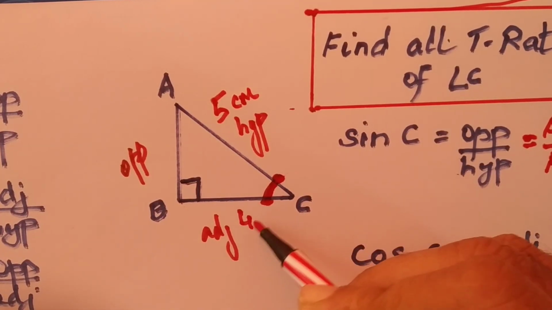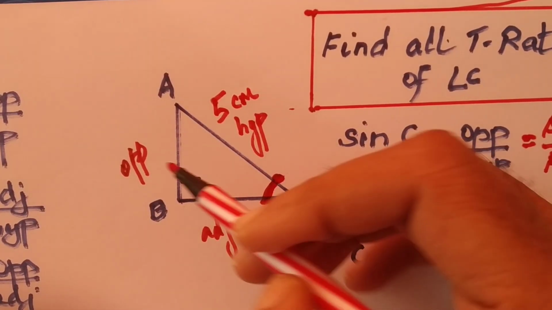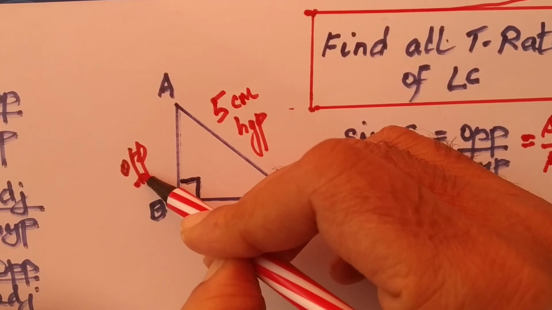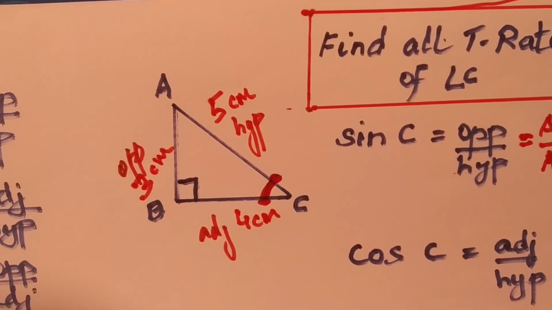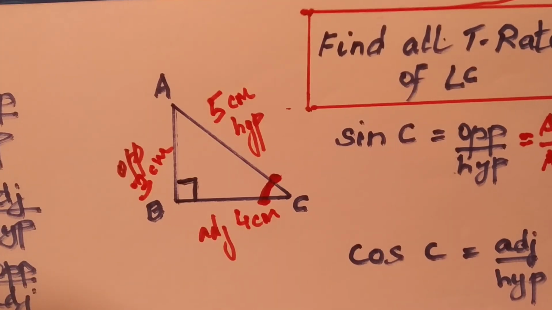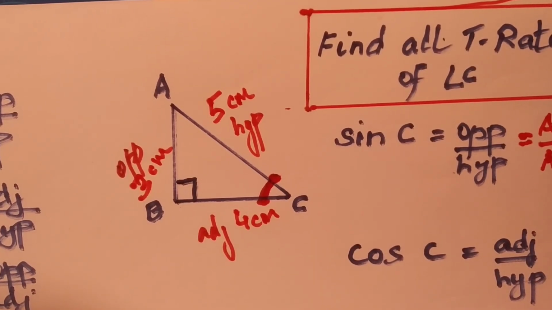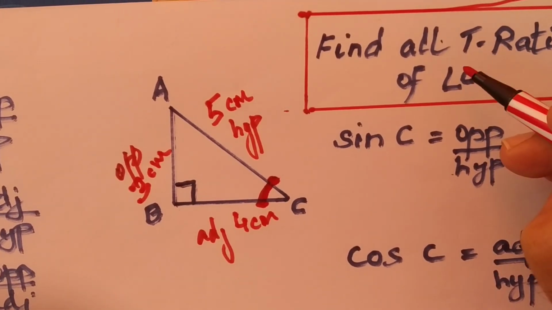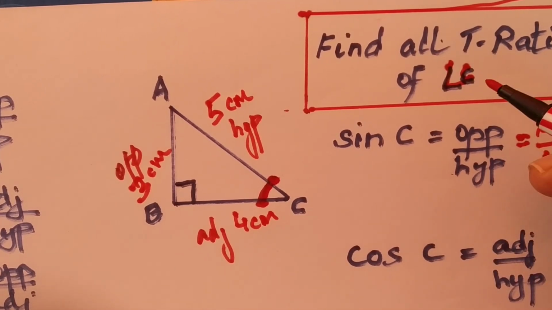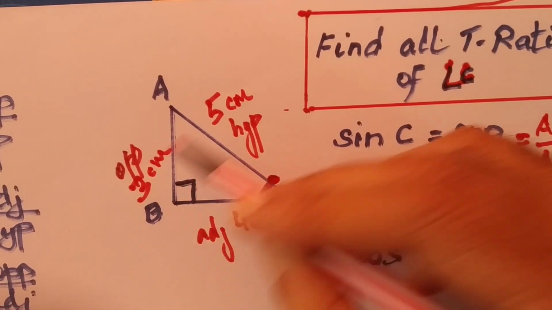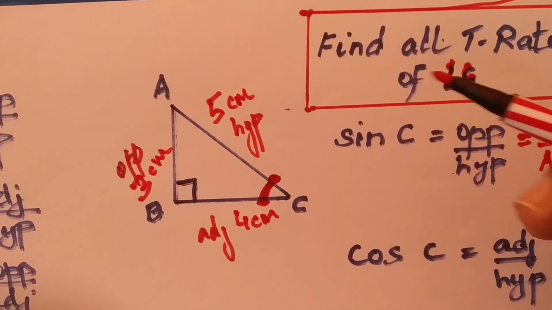This is 4 centimeter adjacent. Opposite is 3 centimeters. Okay. So when they give you this question, they'll give you two things. One is they'll give you the angle. Which angle are you going to find the ratios for? Angle C. And also they'll give you the 3 sides of a triangle.